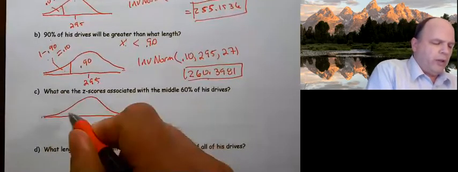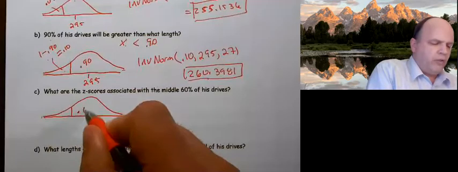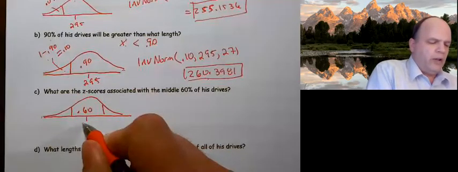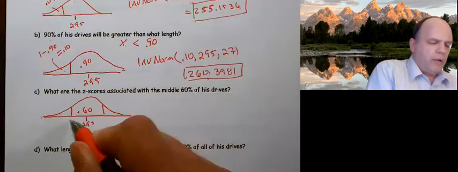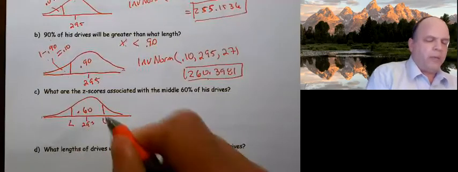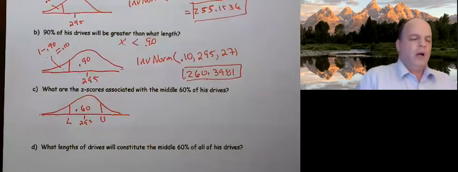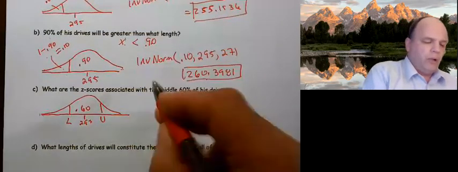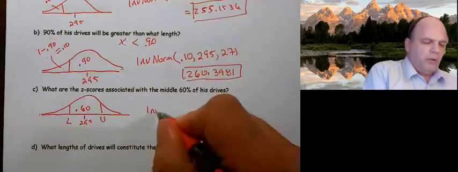That means we're centered on the mean, and I have 0.60 right here, and we're centered on this 295. I'm going to be looking for a lower bound and an upper bound. I'm going to be looking for two values. Once again, they gave me an area. If they give you an area, you're going to have to use inverse norm. So we're going to be using inverse norm.